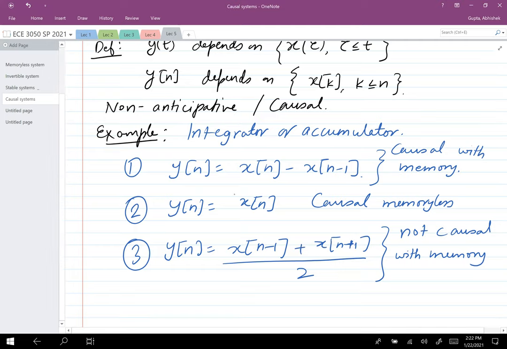Let me put maybe 5 for fun, or maybe x[n] squared, just for fun. So this is a causal memoryless system. And then the third one is a non-causal system because the output depends on the future value of x, but it has memory because the output depends on the past value as well as the future value. So therefore it has memory. It's not memoryless.